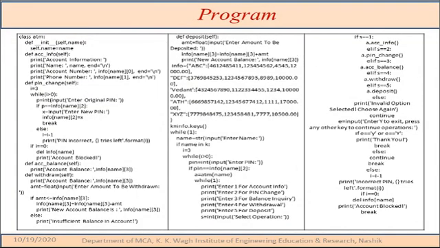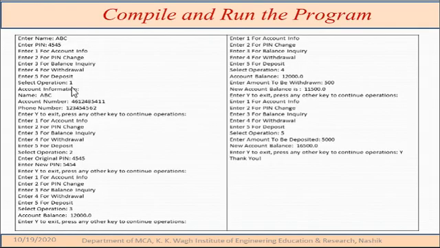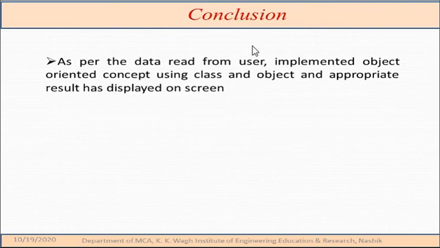This is the program for the ATM information. As all of you know how to define the class, how to declare the different methods, and how to access the information, as we have already seen in assignments 7 and 8 on the object-oriented concept. So I am going to compile this program, and when we compile it, this is the output for each and every functionality of operations. I will demonstrate the program. Okay, this is all about this assignment, and the conclusion is that you have to read the data from the user, implement the object-oriented concept, and display the appropriate result on the screen.